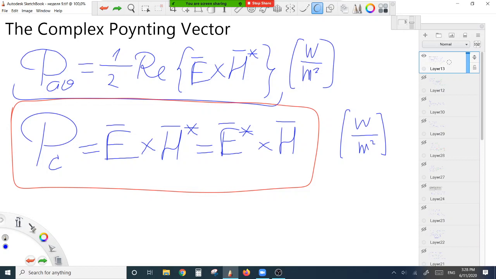Okay, so before going on, we may also discuss the formal derivation of the complex Poynting vector. For the derivation of the expression for the complex Poynting vector, we of course use Maxwell's equations.